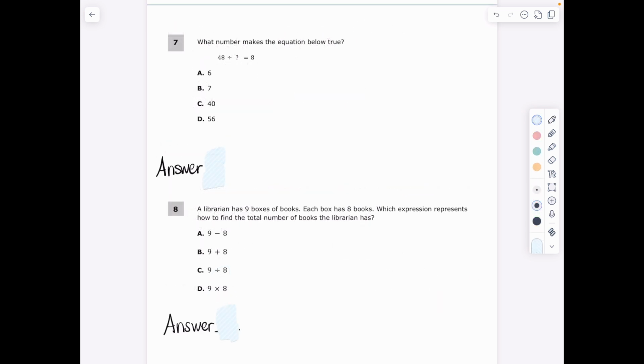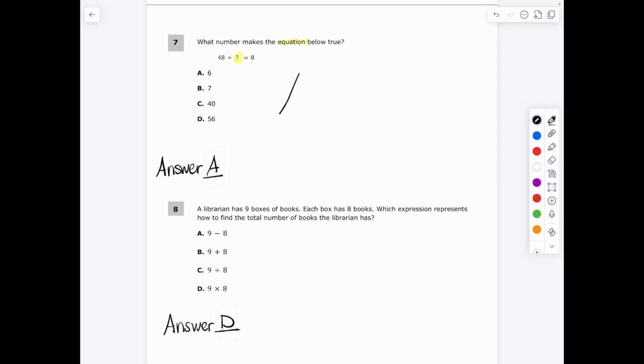All right, let's look at numbers 7 and 8. For 7, the answer is A, and for 8, the answer is D. So starting off with A, which number makes the equation true? So I need to know what this number is in here. So 48 divided by something makes 8.